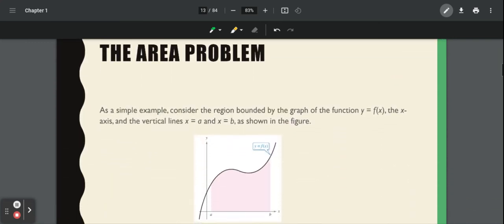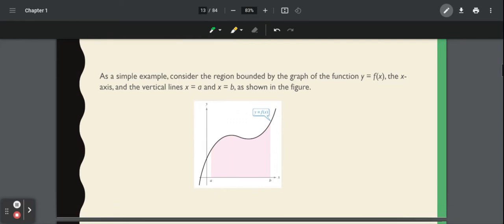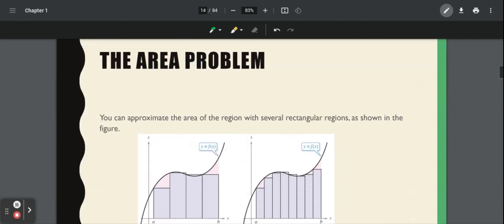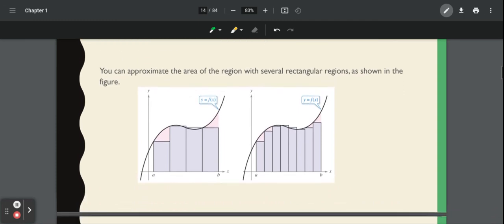So then when we look at the area problem, just as a simple example, if we look at this f of x, and then we have the region bound by the graph of f of x, and then the vertical lines x equals a and x equals b. Right, so we're trying to think about what is that shaded region, that area of that pink part of the graph. So you can approximate it with rectangles.